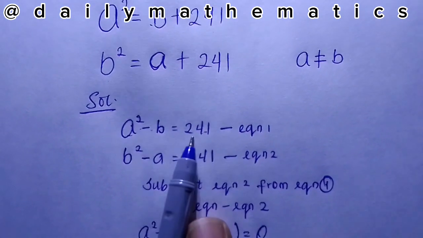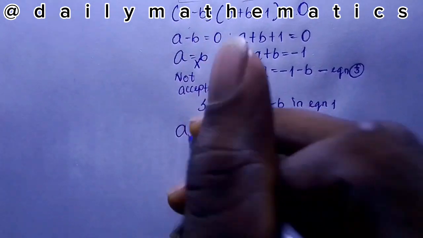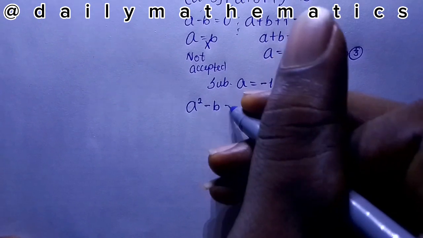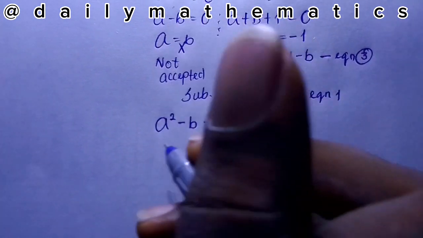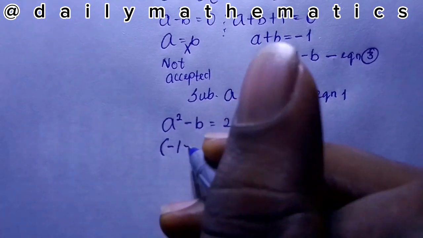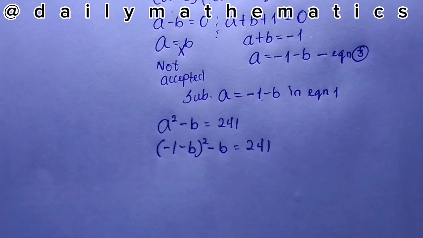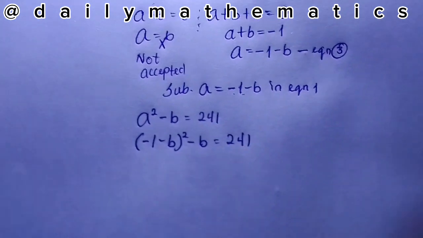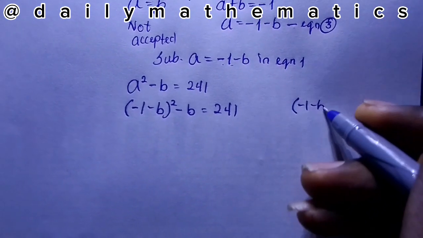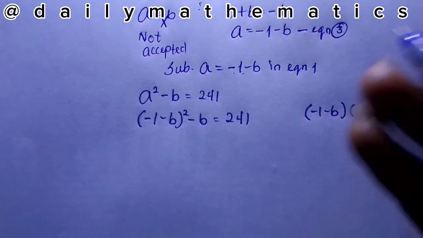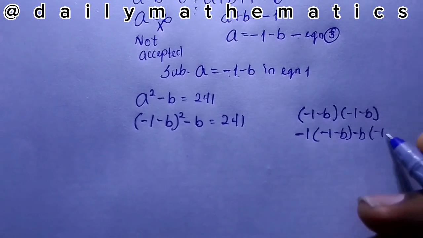A squared minus B equals 241. So I'm going to substitute that. So we have A squared minus B equals 241. And here we're now seeing A is minus 1 minus B, right? So A squared will be minus 1 minus B, all squared, minus B equals 241. Right? So what is minus 1 minus B squared? Let's work it out here. It is minus 1 minus B and minus 1 minus B, right? So let's go minus 1 minus B times minus 1 minus B, right?